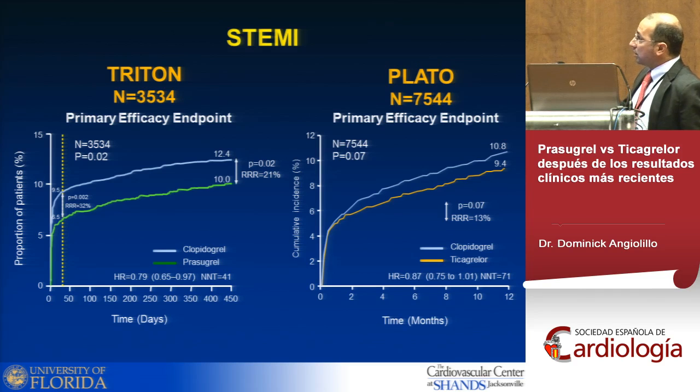In Triton, we see what we typically see in most STEMI trials. When you use a more potent antiplatelet strategy, you have an early separation of the curves with significant differences at 30 days, which persist out up to 12 months with a number needed to treat of 41.